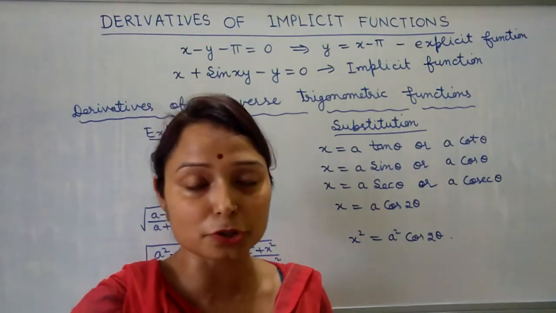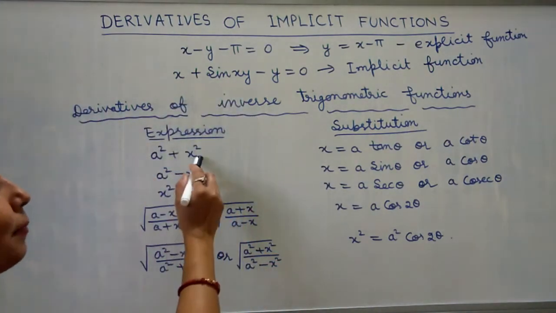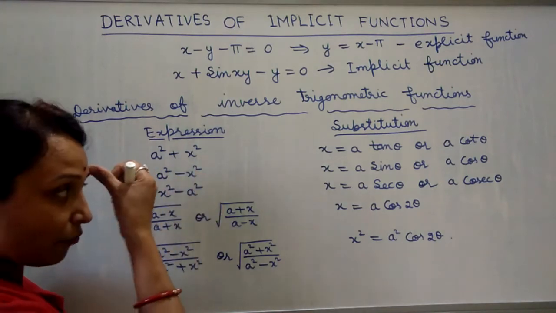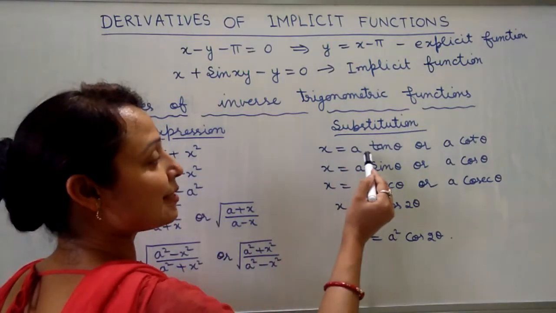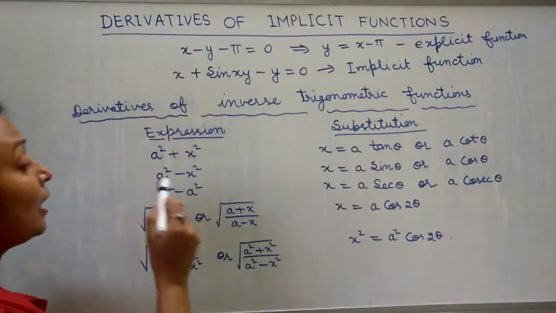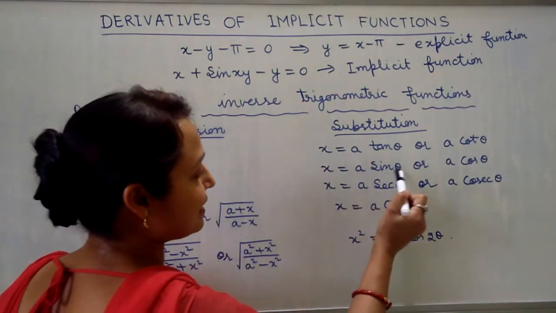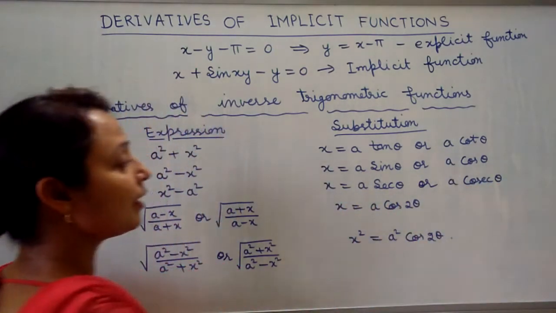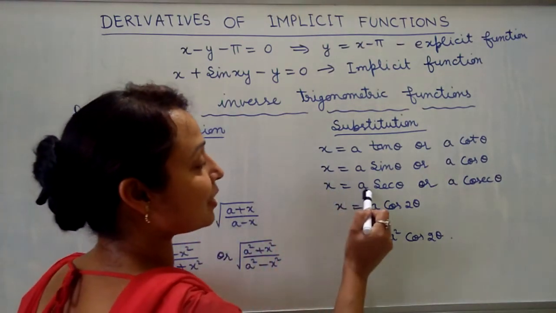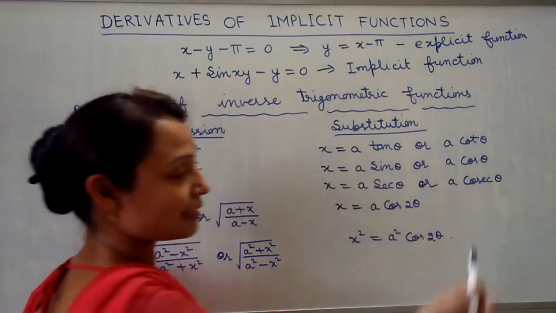Which type of substitution will we use? If the expression is in the form of a square plus x square, we have to use x is equal to a tan theta or a cot theta. If the function is a square minus x square, you have to use a sin theta or a cos theta. If there is x square minus a square, then you have to use x is equal to a secant theta or a cosecant theta.